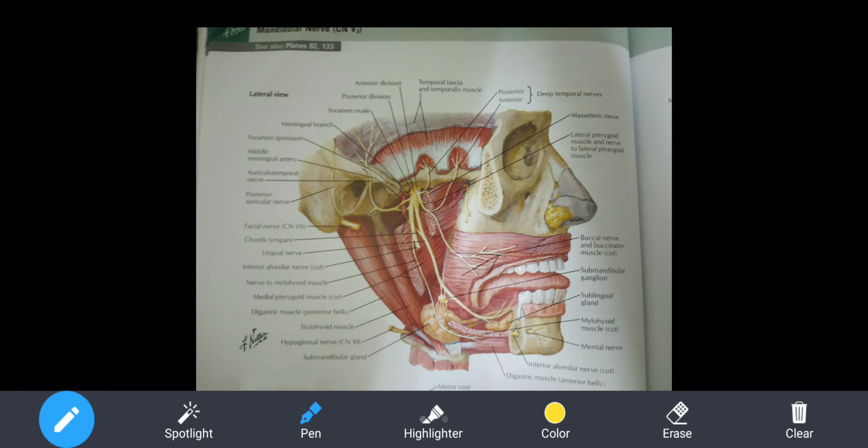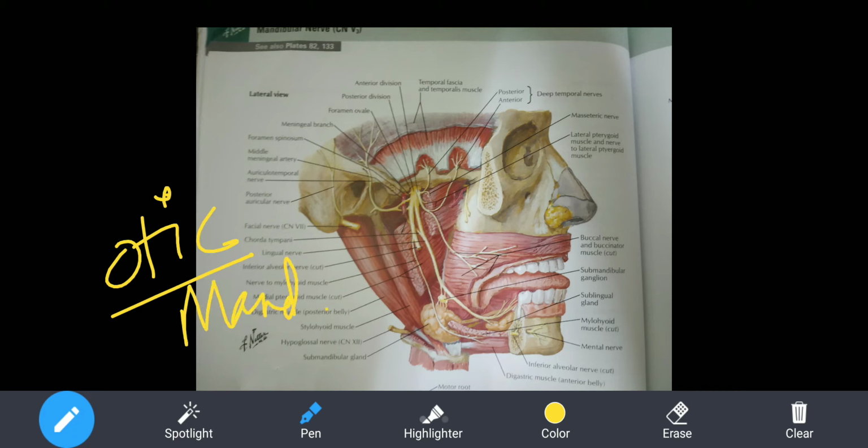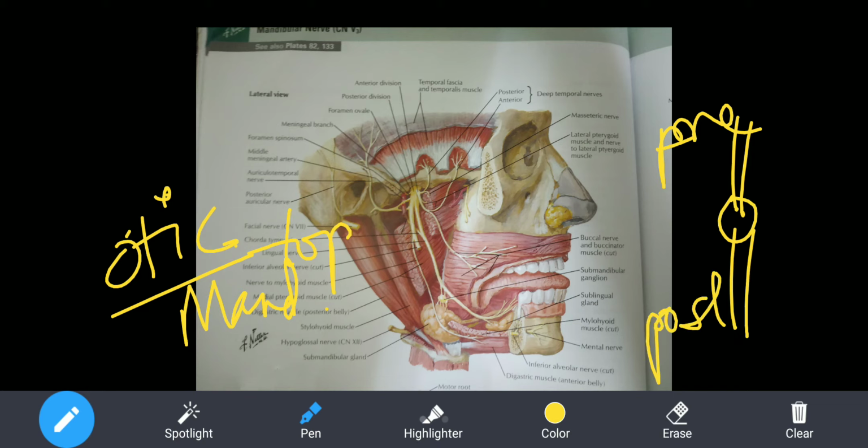Okay, wait, I'll tell you. See, the otic ganglion is present on the mandibular nerve, right? So this is topographic. Now, since it is a ganglion, it has preganglionic fibers and postganglionic fibers. So this is present on the mandibular nerve topographically, meaning anatomically.